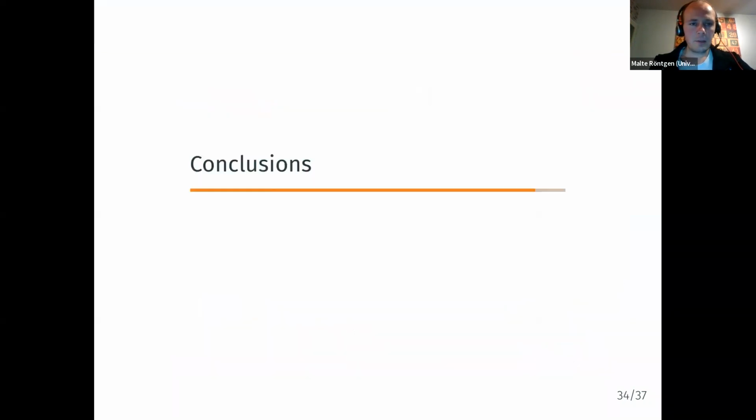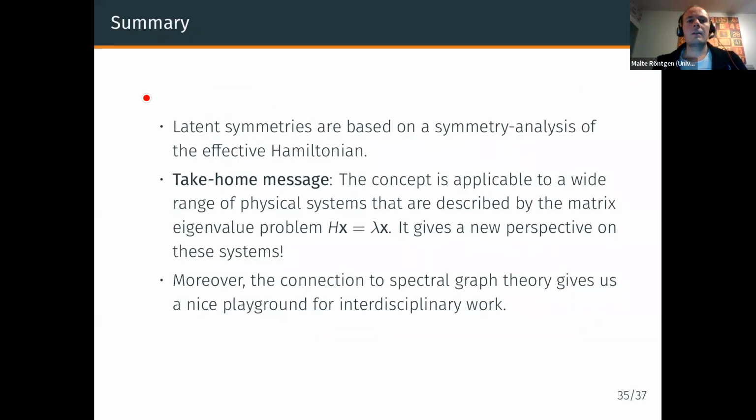Yes, and now let me summarize. What we have seen is that latent symmetries are based on a symmetry analysis of the effective Hamiltonian. I know I talked a lot, and I talked about many different things, but for me, the take-home message is that you can really apply this concept to a wide range of physical systems. All you need is this matrix eigenvalue problem, and personally, I think it gives you a new perspective on these systems. And a big plus, this connection to spectral graph theory is also a nice playground for interdisciplinary work. And it's always nice to learn something new, right?